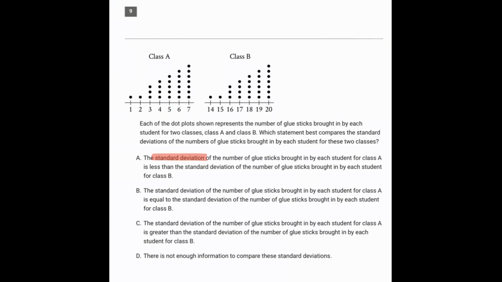So here, we have two sort of parallel sets of data. Here are the numbers 1 through 7. Here are the numbers 14 through 20. So the numbers are each shifted over by exactly 13. So 1 to 14, 7 to 20. But the way the numbers fan out, wherever they're located, is absolutely identical. That's the idea of having the same standard deviation. And the answer that says that these two sets have the same standard deviation is set B here.